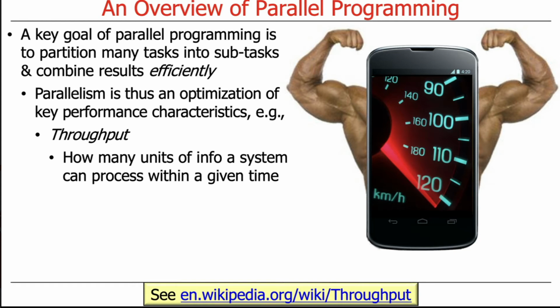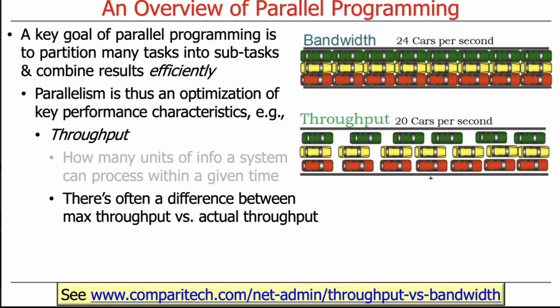The first one is throughput, which deals with how many units of information a system can process within a given amount of time. So let's say you have 5 seconds. How much throughput can you get in 5 seconds? And there's often a difference between the maximum throughput and the actual throughput. Here's a fun example from the world of computer networking to make this point.